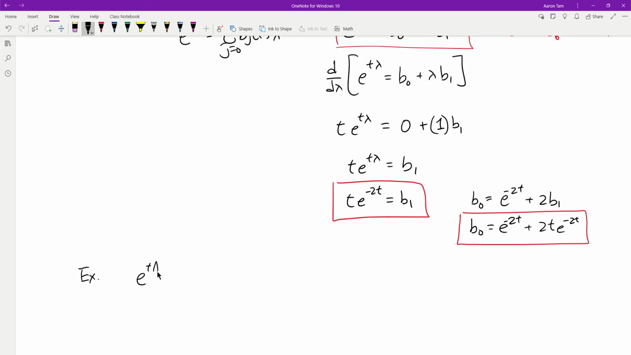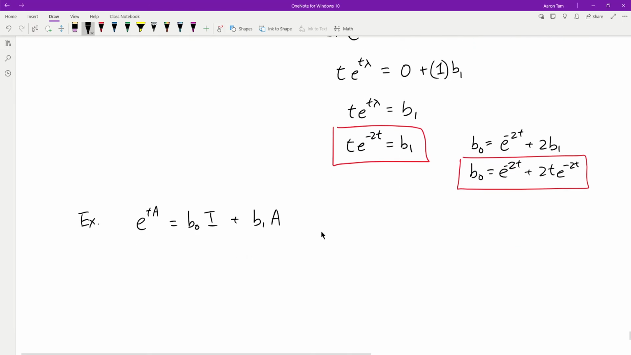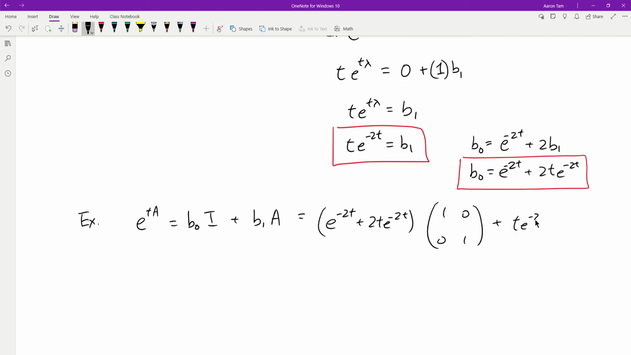So e to tA would equal b sub 0 times I plus b sub 1 times A. So that would equal e to -2t plus 2t e to -2t multiplied by the matrix 1, 0, 0, 1, plus t e to -2t multiplied by the matrix 0, 1, -4, -4. So e to tA would equal, because there's 0 in the second matrix, this first term on the top left would just be e to -2t plus 2t e to -2t.